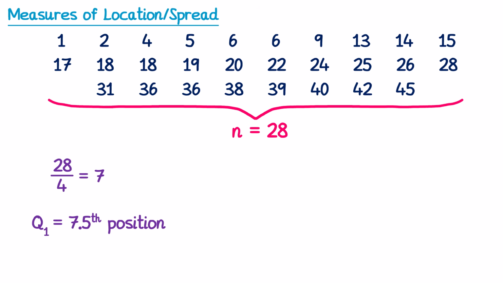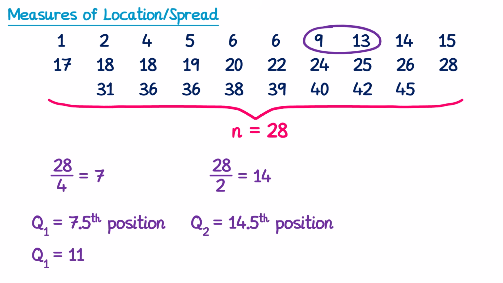That's the number that's halfway in between the 7th and the 8th number. The 7th and 8th numbers are 9 and 13, and halfway in between those is 11, so Q1 is 11. Now for Q2, the median, we divide 28 by 2, which is 14. This is an integer, so we add 0.5, and we can locate it in the 14.5th position. That's halfway in between the 14th and 15th numbers, which are 19 and 20. Halfway in between 19 and 20 is 19.5, so the median is 19.5.